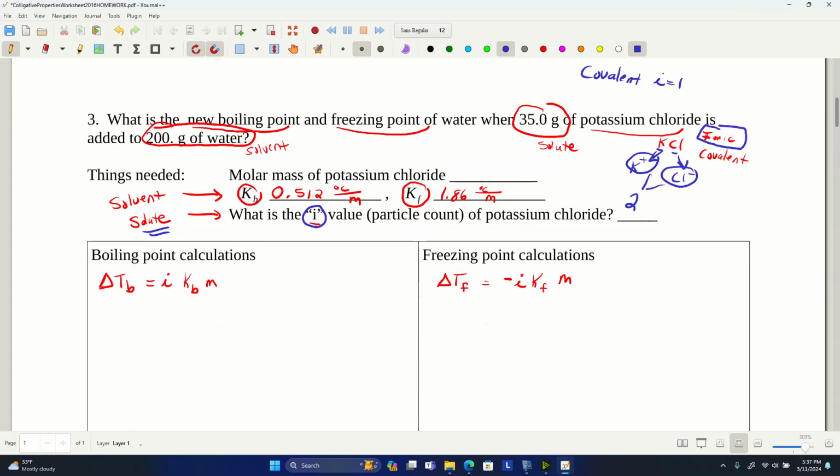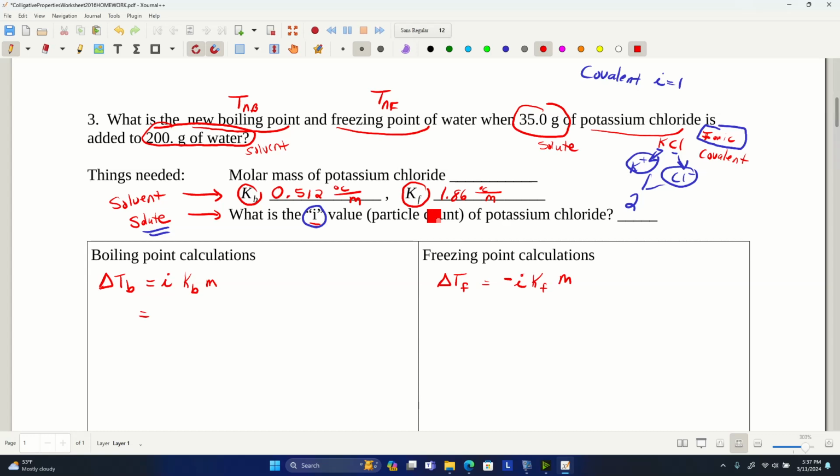All right, now let's work on the problem a little bit more. So what can we fill in? We're trying to figure out the delta T sub B, the change in the boiling point, because then I can get to the new boiling point. It's really asking for the new boiling point and the new freezing point. And you can change those letters in your formulas if you want to. But to get to the new boiling point, I need to know how much it changes.